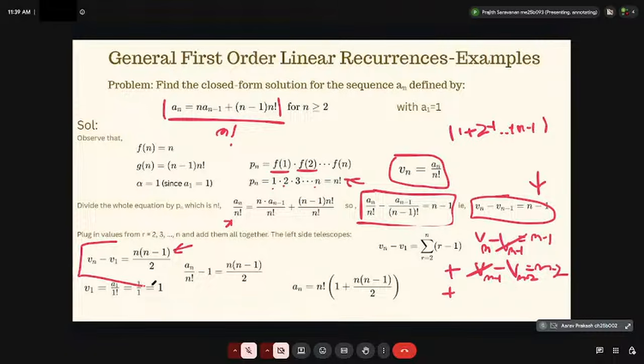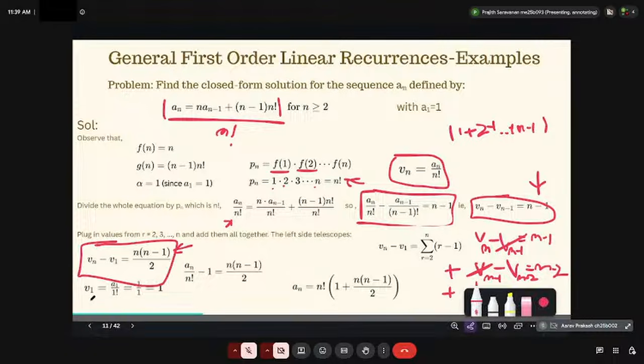So this will be your solution. Now V1 is simply the first term, which is A1 by 1 factorial. A1 is given to us as 1, so we'll simply put that in and we'll get 1. And so V1 we can know, and Vn is again An by n factorial. So we'll just solve that, and you'll get the answer.